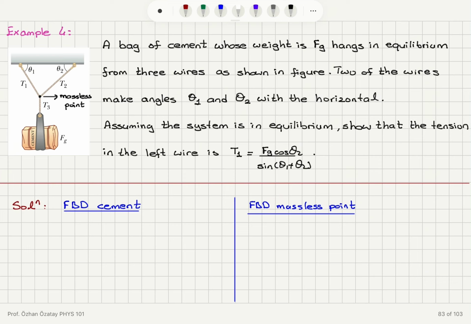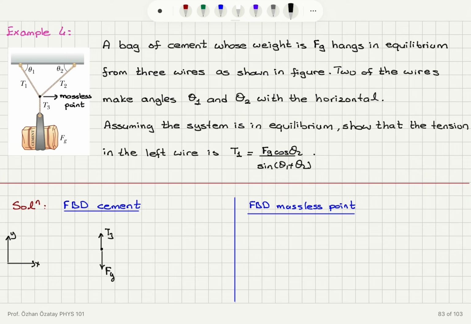Now I will start with the free body diagram for the cement. And let's first establish our coordinate system. So here is our x-axis, here is our y-axis. We will look at the cement as a single particle, and we write the forces acting on it. There is tension T3. The third wire exerts a tension T3, and there is the weight of the cement, which is pointing down, Fg.